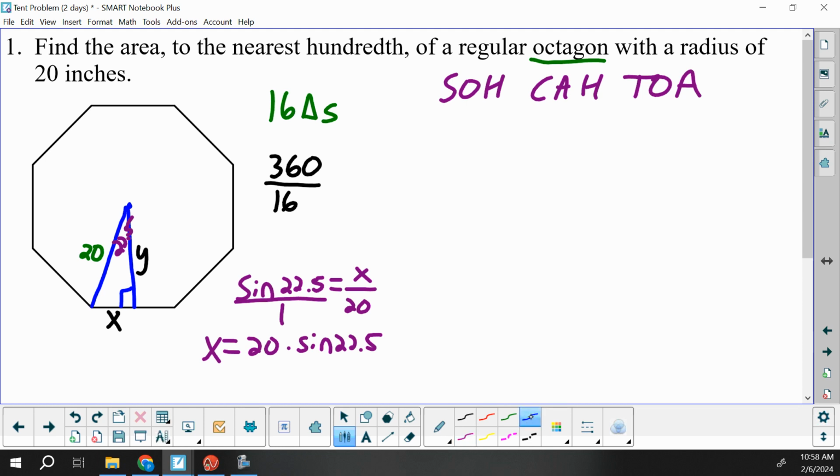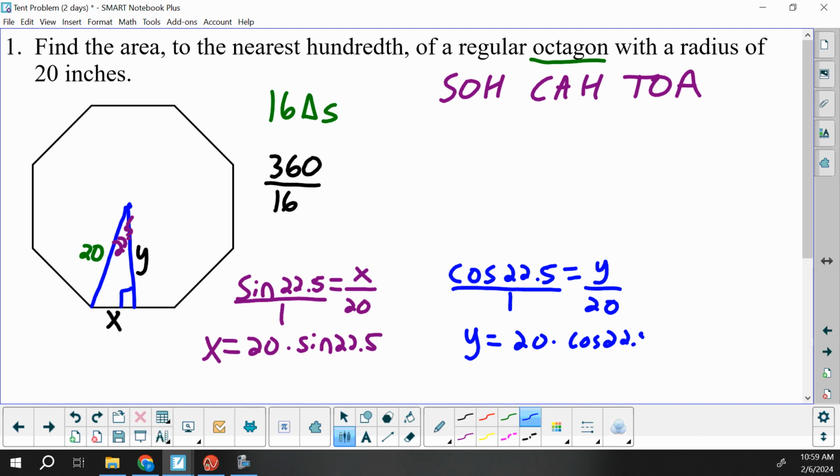Let's go do the y now. From the 22.5, the y is next to it, but not the hypotenuse. So the y is the adjacent. And then we'll use the 20 again, which is the hypotenuse. So looking at our SOHCAHTOA, the adjacent and the hypotenuse would be cosine. So we'll have cos of the 22.5 equals our adjacent, which is y, over the hypotenuse, which is 20. We'll put the cos 22.5 over 1. And when we cross multiply, 1 times y is y, and we'll have 20 times cos 22.5.